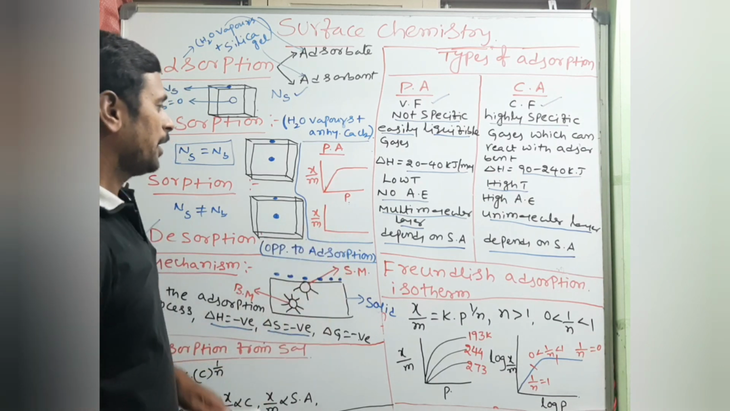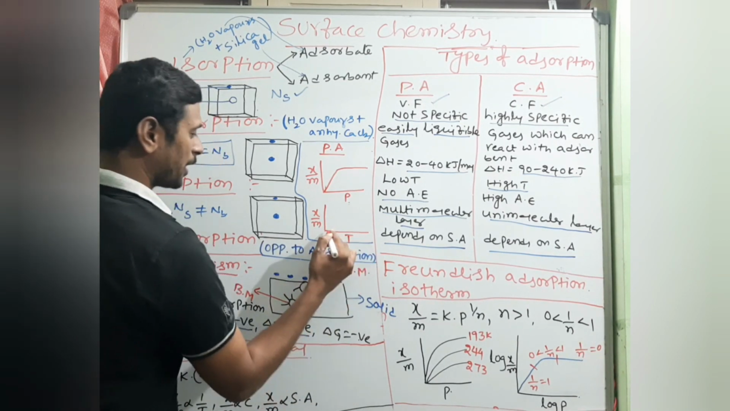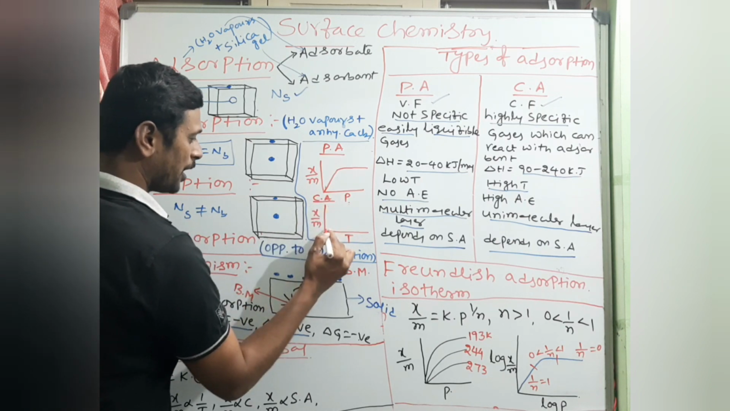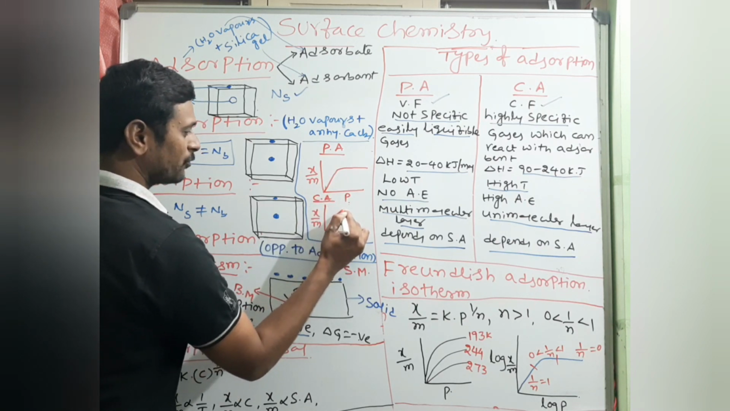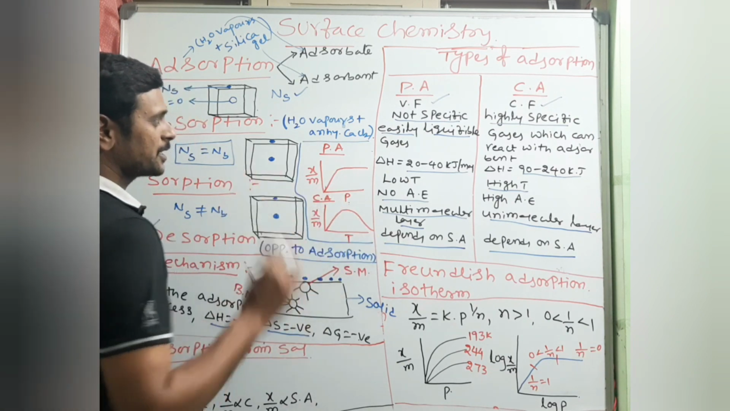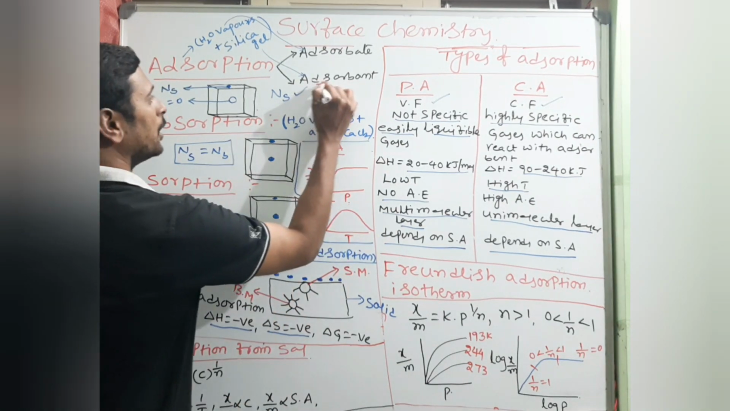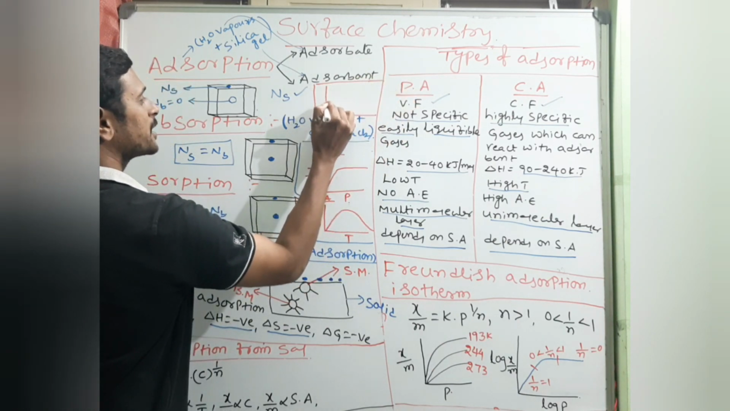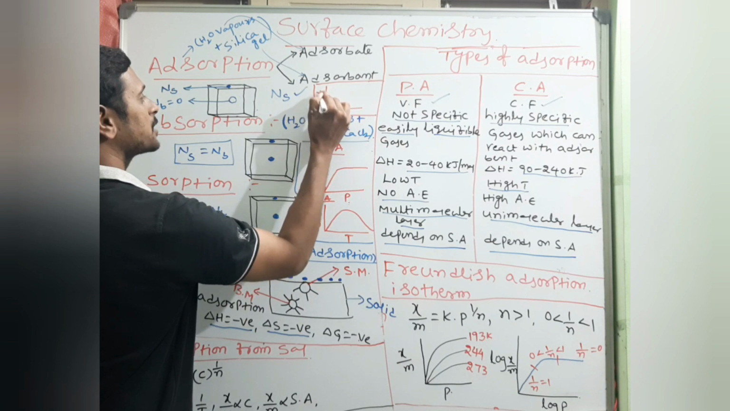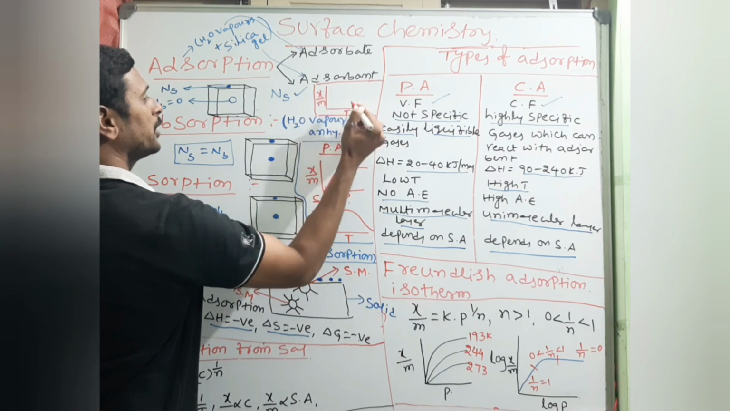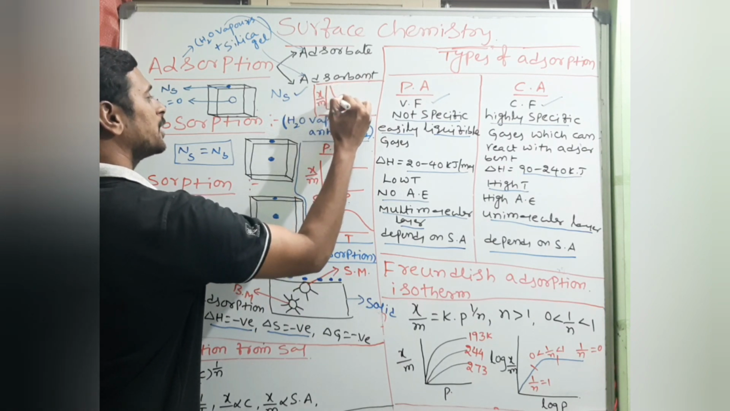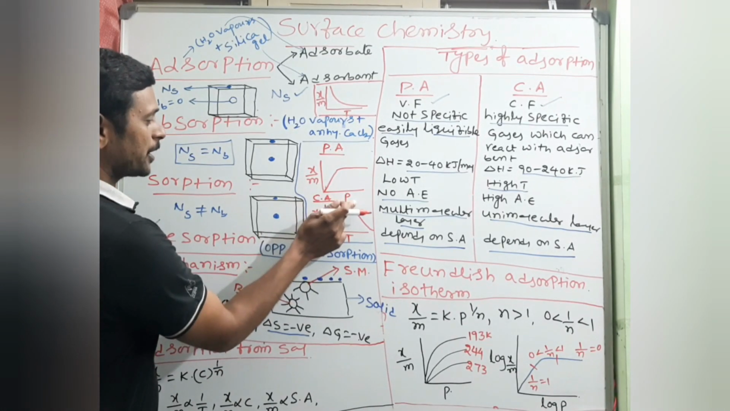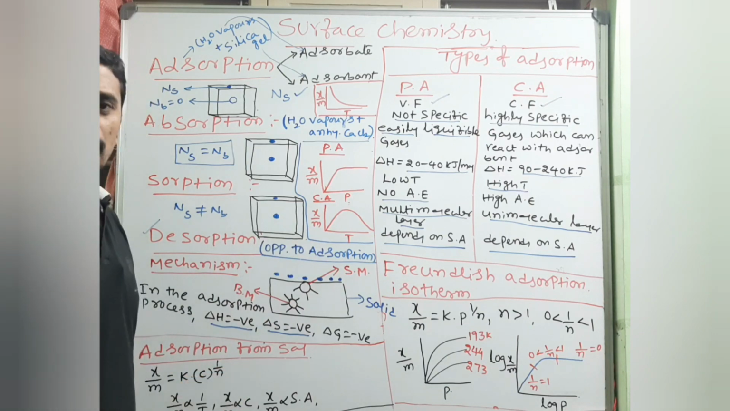Here, if you take x by m versus temperature, in the case of chemical adsorption it first increases, and again it decreases. This is in the case of chemical adsorption. Now in physical adsorption, if you take x by m versus temperature, as temperature increases it continuously decreases. This is the pressure and temperature concept.